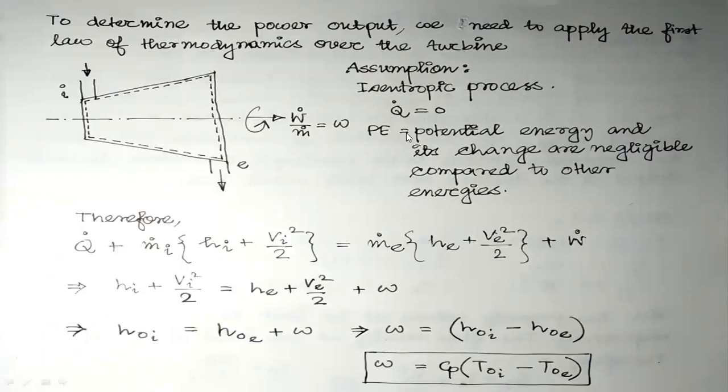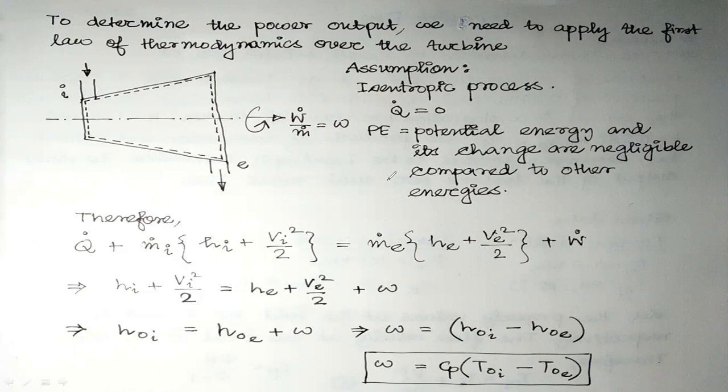Now the assumptions. The process from inlet to the exit in the gas turbine control volume is isentropic. Since it is reversible also, so this is adiabatic, therefore heat transfer to or from the turbine, that is the control volume, is 0. So the heat transfer is 0.